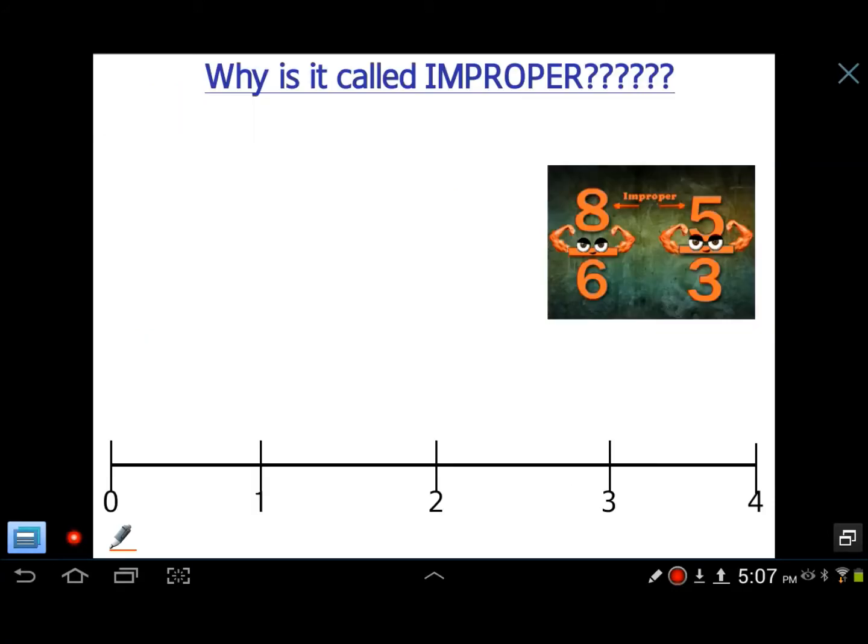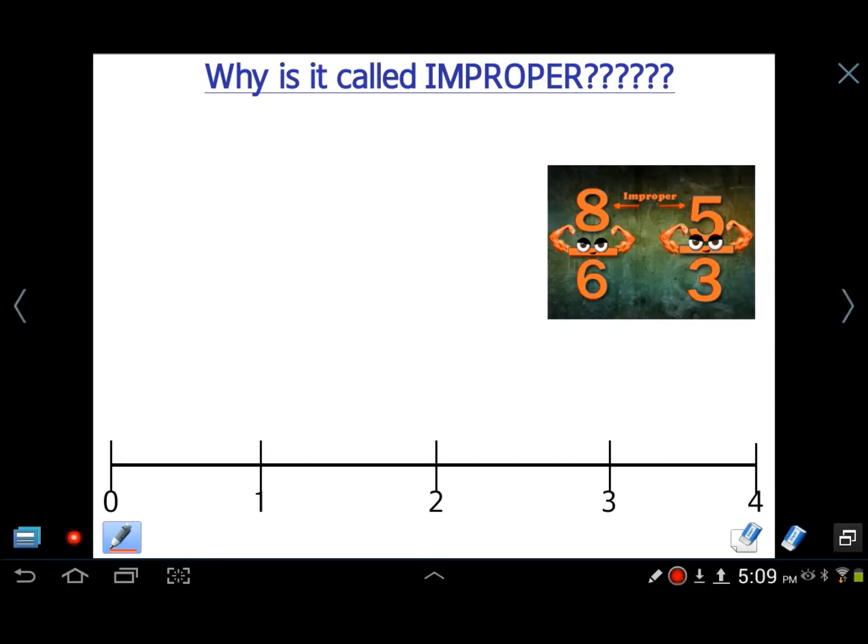Okay, now one of the first things we're going to talk about is why a fraction is considered improper. What makes it improper? Before we get into converting mixed numbers and improper fractions, we're going to answer this question: why is it called an improper fraction? Where does it get that name?